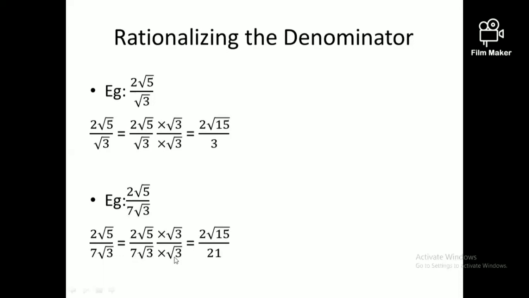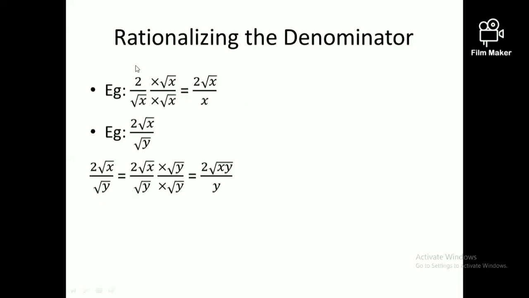7 into root 3 into root 3. Root 3 into root 3 is how much, children? That is root 9. That is 3. 3 into 7 turns up to 21. In another way, if you get 7 root 3 into root 3, that is 7 root 9. Root 9 is 3. 7 into 3 turns up to 21. Hopefully you can understand how to rationalize that denominator.